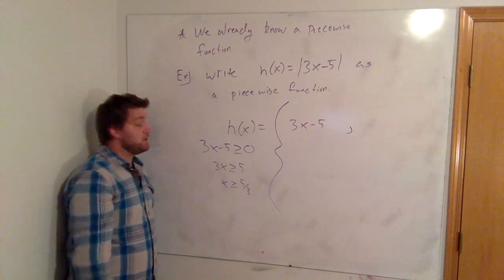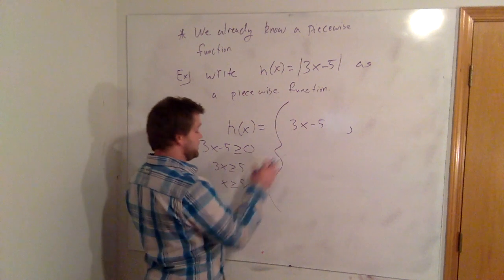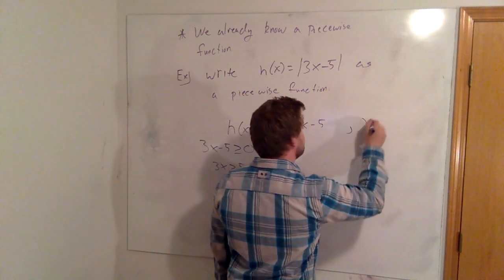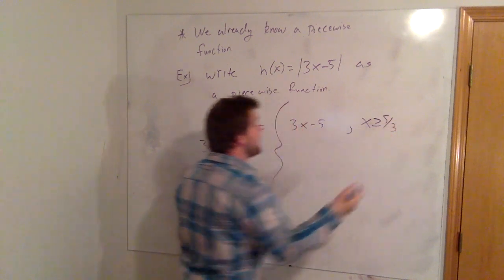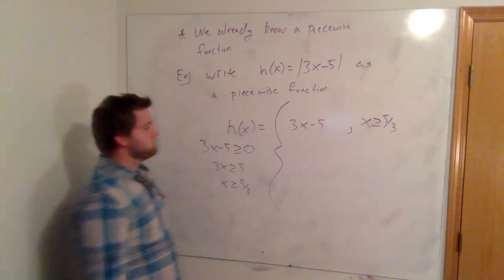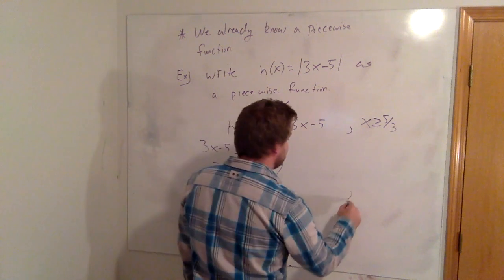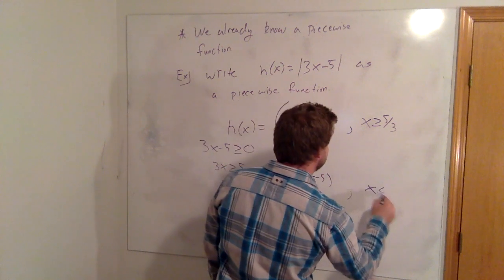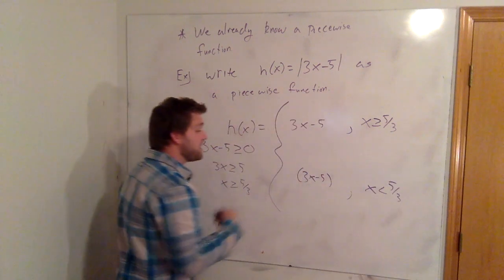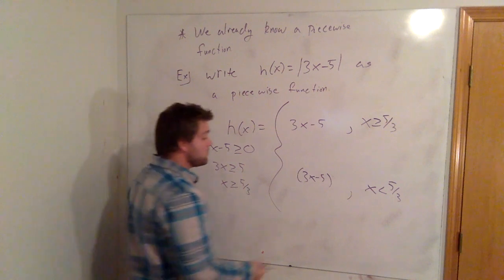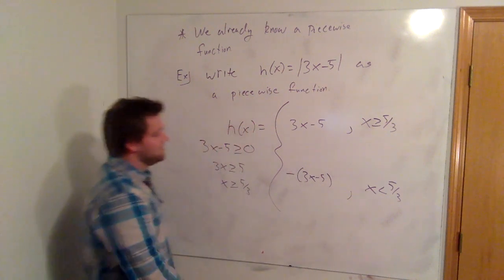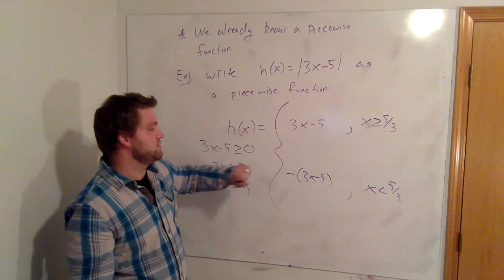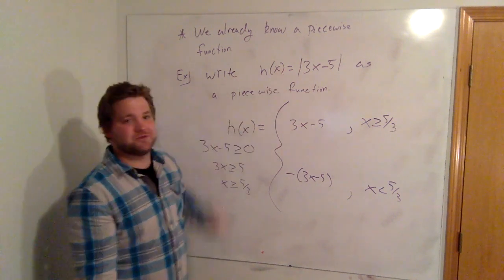So if x is bigger than or equal to 5/3, if I plug in a number bigger than 5/3 into 3x minus 5, it's going to spit out a positive number. So when I do the absolute value of a positive number, it doesn't do anything to it. Okay, well, now it's going to flip sign. If I plug in something that's less than 5/3, this will spit out a negative number, and I need to make that negative number positive by slapping it with another negative. And there we go. Here is the piecewise definition of this absolute value function.